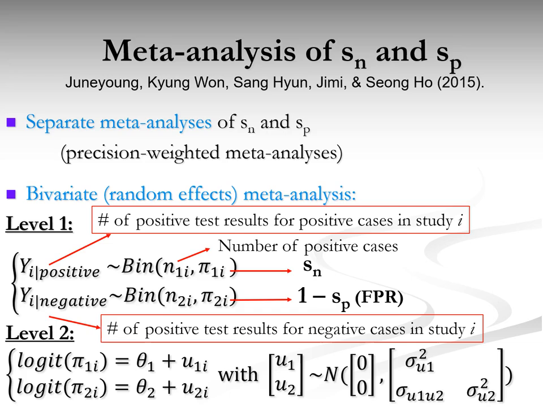So now, we use a multivariate or a bivariate meta-analysis. So now we have two between study variances. So the between study variance in the sensitivity rate and the between study variance in the false positive rate. And there is possibly a covariance between the two parameters across studies.